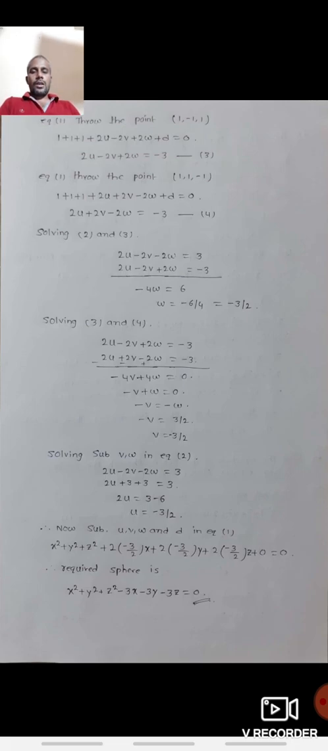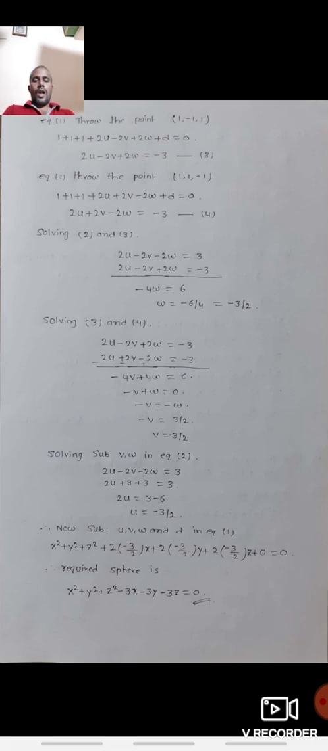We have 2u - 2v + 2w = -3 and 2u + 2v - 2w = -3. Solving these two equations, we get -4v + 4w = 0. So -v + w = 0, that is, -v = -w. But we know the w value is -3/2, so minus of -3/2 is 3/2. So v = -3/2.